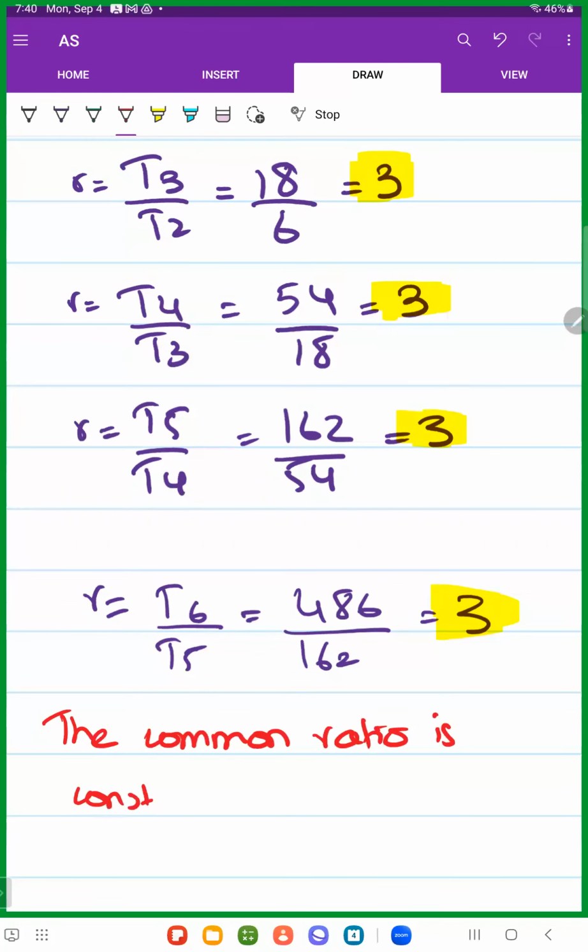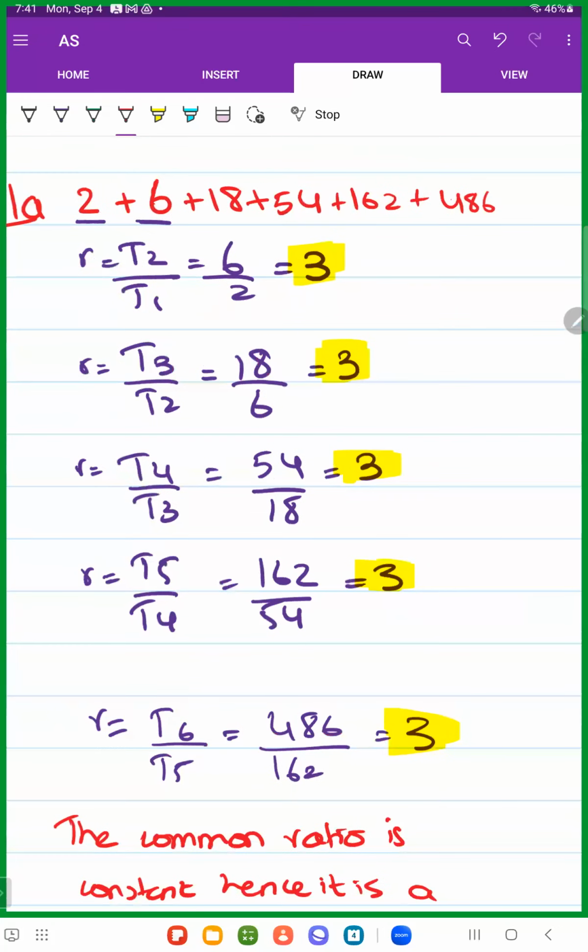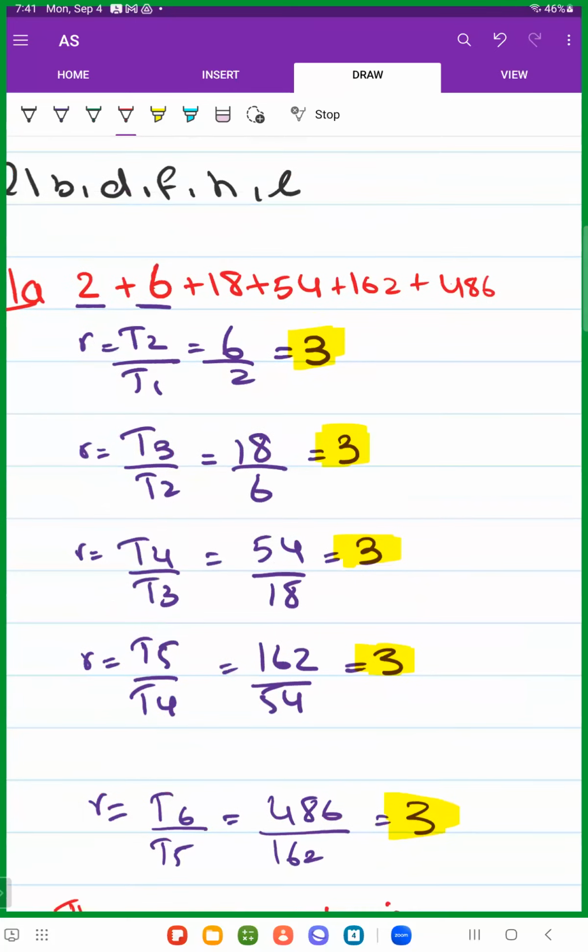Hence, it's a geometric progression. GP means geometric progression. All right, you guys understand now? Yes, miss. Okay, so you can start with these parts.